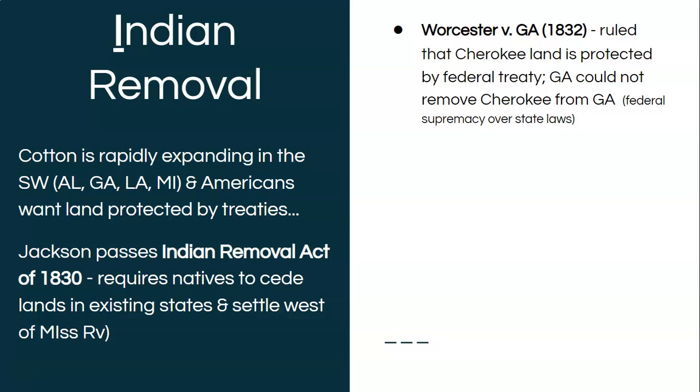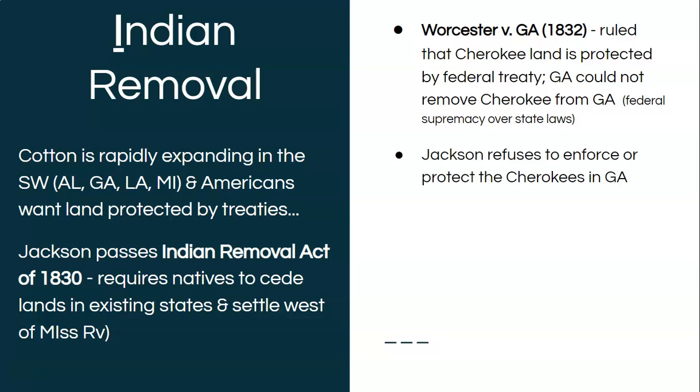Many of these Native American tribes were upset and looked to the Supreme Court for help. The Supreme Court case Worcester v. Georgia ruled that Cherokee land is protected by federal treaty and that Georgia could not remove Native Americans from their state. Again, this asserts federal supremacy over state laws. Jackson, however, because he's a Southerner and because he also supports the common man who needs new farming land, is going to want Indians to be removed.